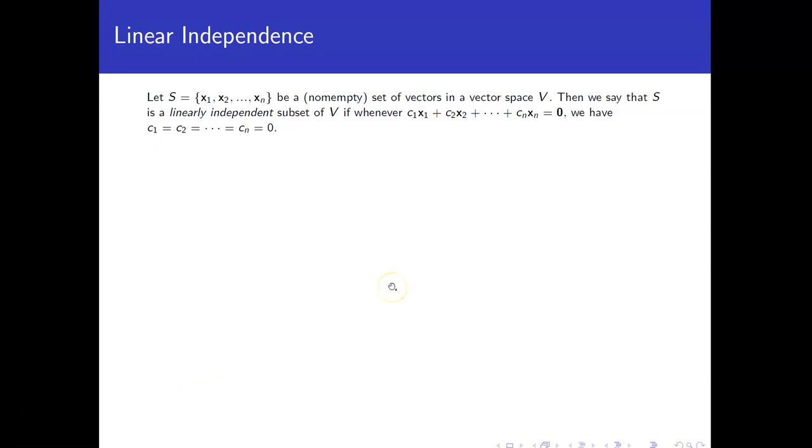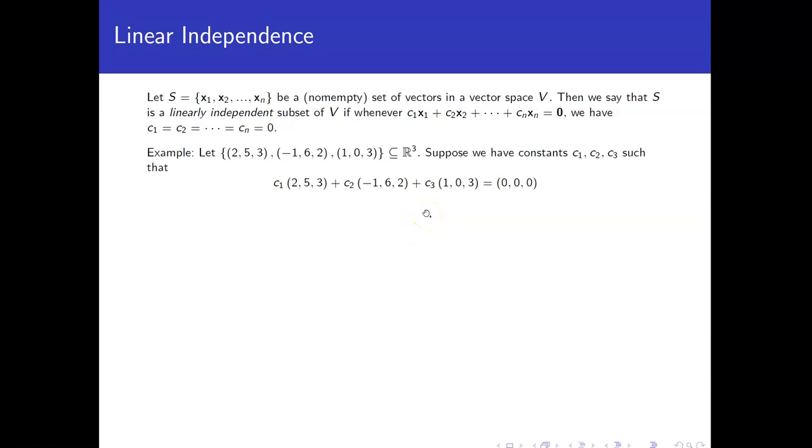Anyway, for the purposes of this video, I just want to show you how you can show a set of vectors is linearly independent. So let's start with an example. Let's say we have the vectors (2, 5, 3), (-1, 6, 2), and (1, 0, 3), a subset of three vectors in R3. I want to see whether or not these vectors are linearly independent. To start, let's suppose that we have constants c1, c2, and c3 so that when I take that linear combination of those three vectors, I get the zero vector. And the zero vector in R3, of course, is (0, 0, 0).